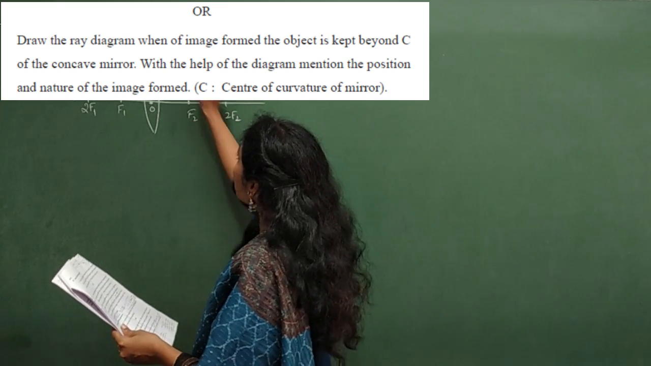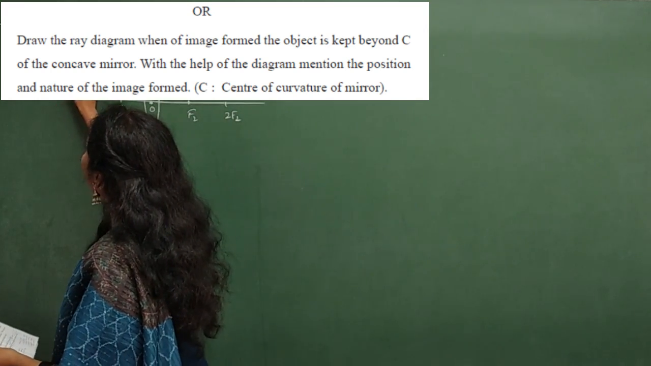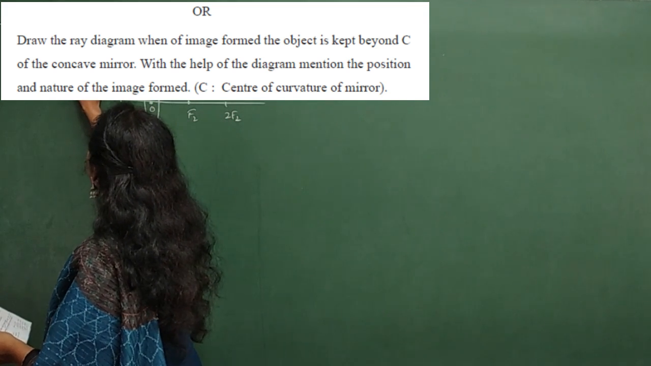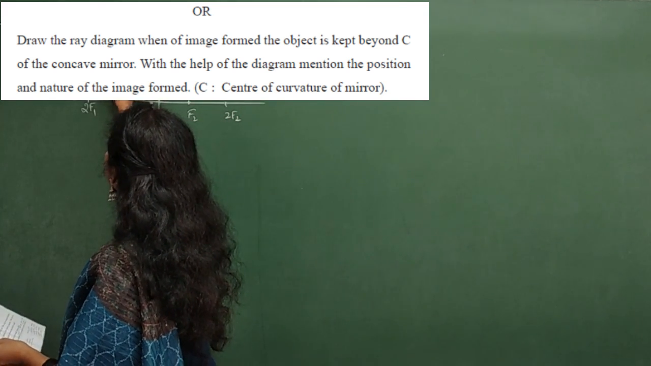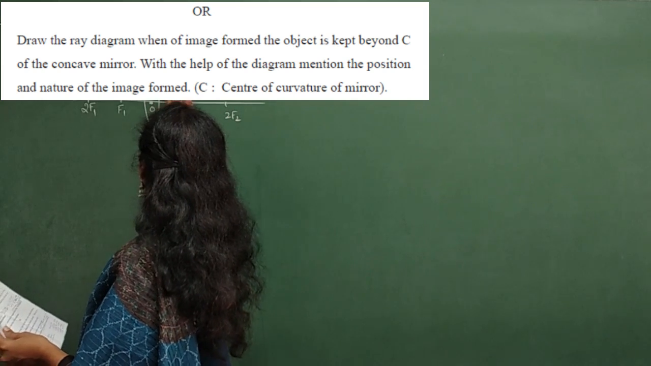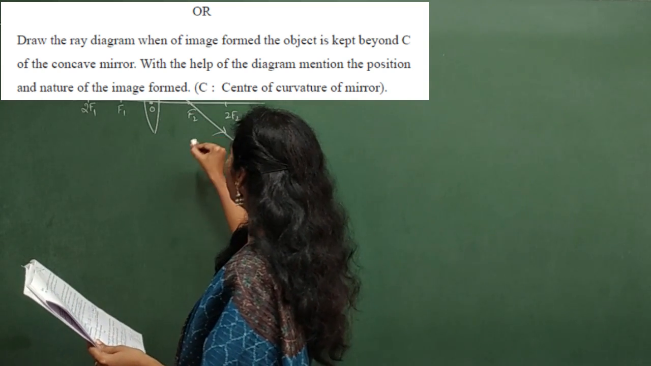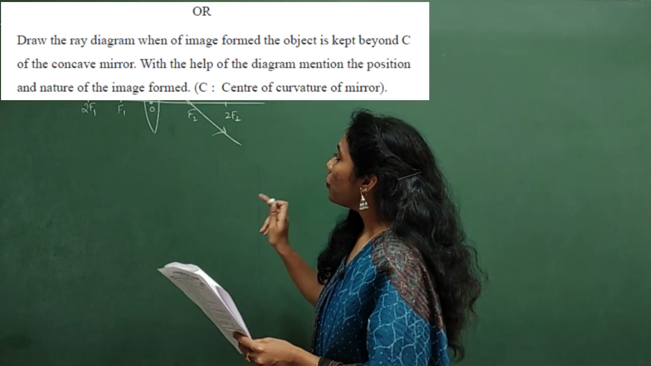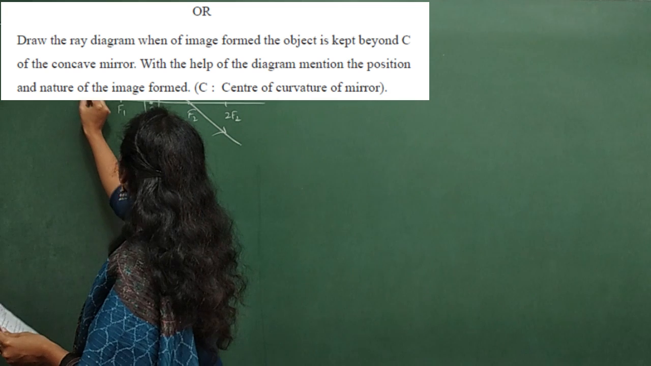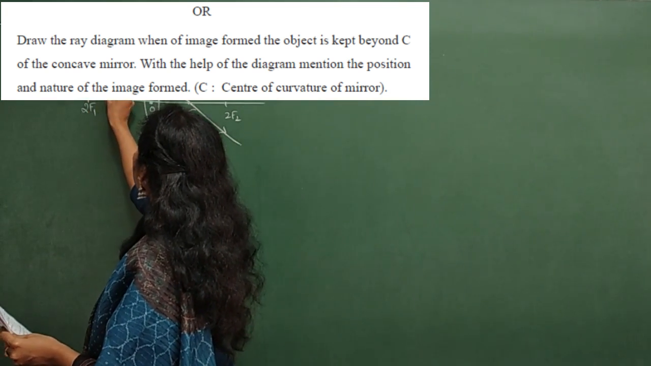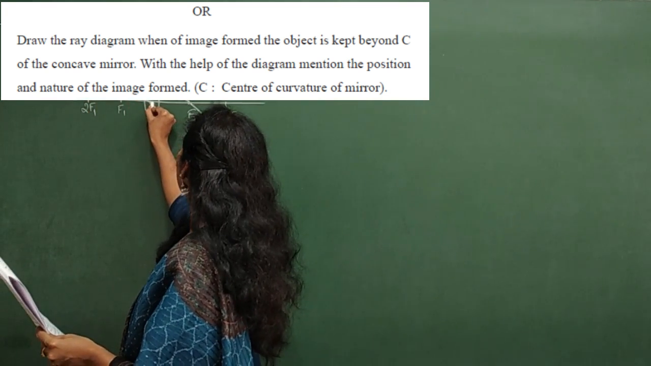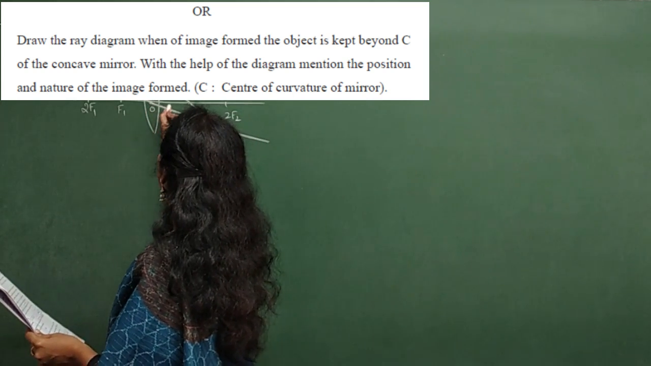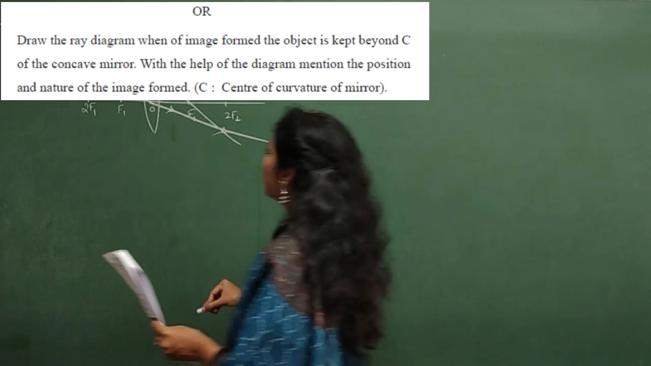Fine. And where is the object kept? Beyond 2F1. So here is the object kept. If you draw an incident ray parallel to the principal axis, then it will pass through F2, isn't it? Arrow marks are very important, guys. So this is a refracted ray passing through F2. Another ray, how do you take? You will take the ray which is passing through the optic center. There is no refraction here, so it will pass straight, isn't it? Arrow marks are very, very important here, right?